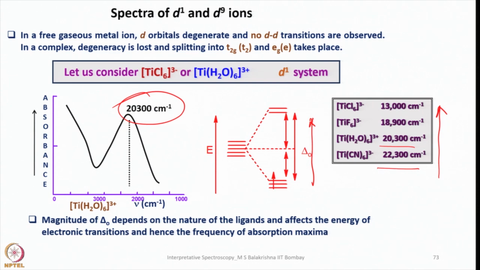So the magnitude of delta O depends on the nature of the ligands and affects the energy of electronic transition and hence the frequency of absorption maxima. You should remember that one. This term I have repeated several times.